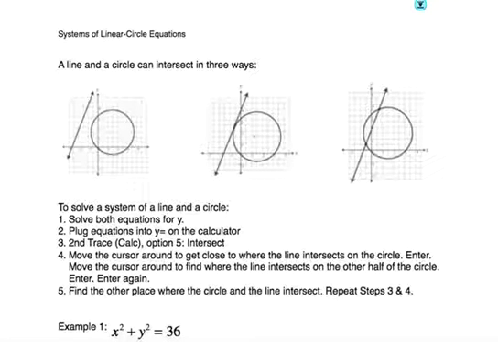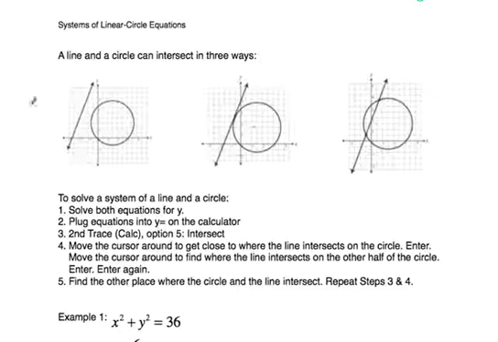A circle and a line can intersect in 3 ways. So the first way is not at all, and so we call this one no solution. The second one is they cross just one time, and so we actually call this line a tangent line. The place where it intersects is called the point of tangency.